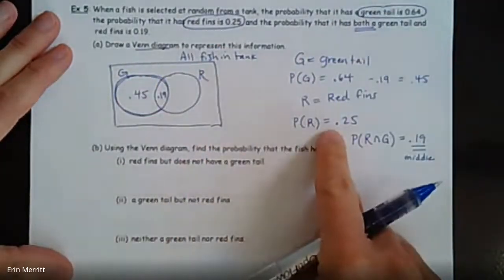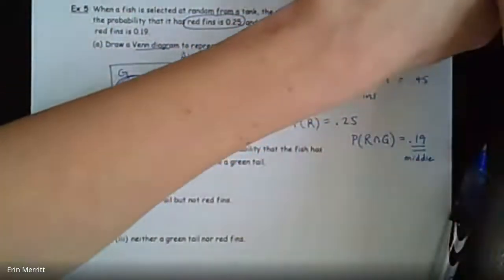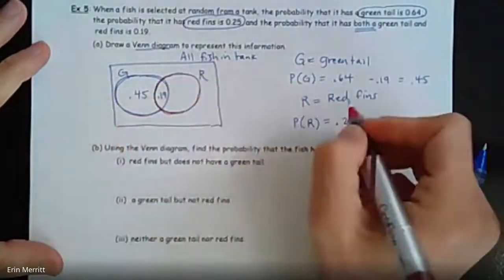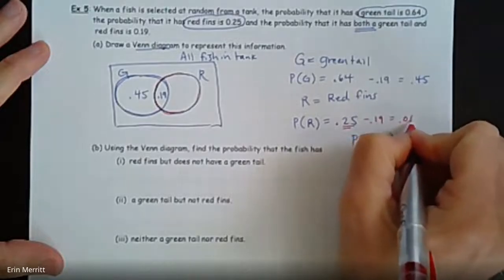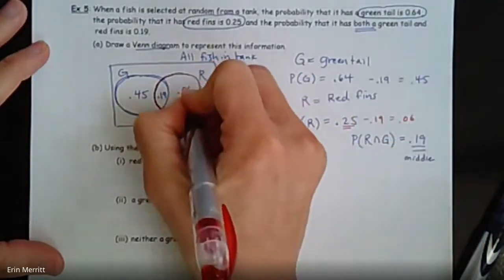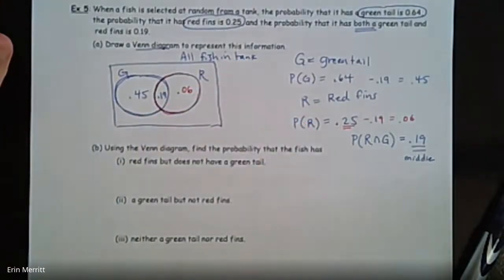And then you can play the same game for the red. It's supposed to be a total, I'll even use my red pen here, a total here of 0.25. So you got to subtract out the 0.19, which would leave us with 0.06. So 0.06 would go over here. All right, well, here's the question. What goes on the outside?